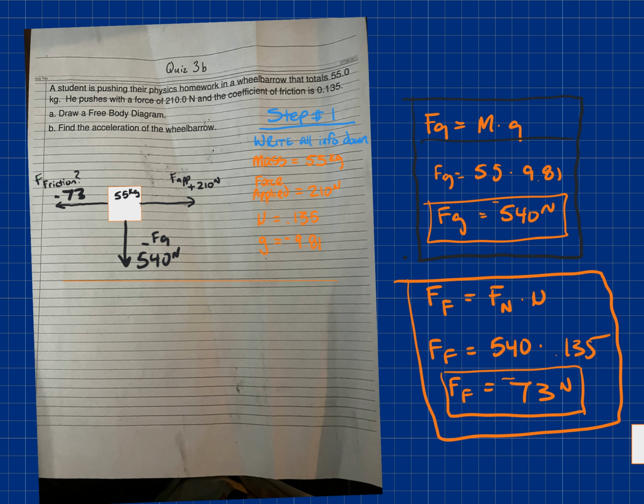I guess what we're going to do is we're going to just openly admit that this is a garbage problem because the coefficient of friction changes once the object is moving, right? So this is kind of a weird wording. I get where the teacher's trying to go with this, but the student is pushing their physics homework. I guess you could assume that means they're moving it at a constant velocity, that they're applying this force and they're pushing it and it's already in motion. You could assume that that's true.